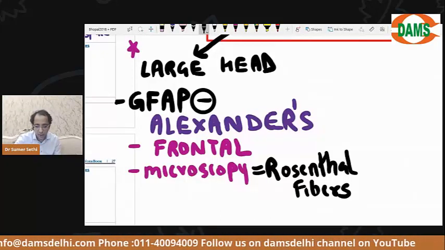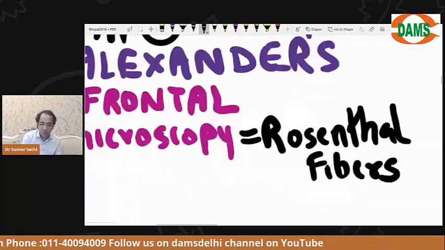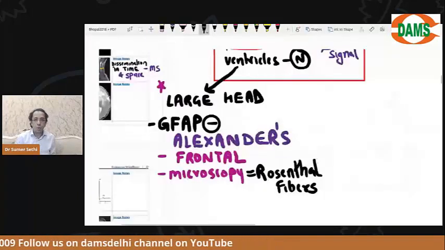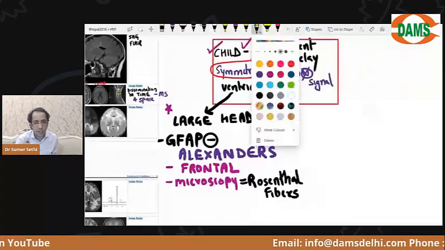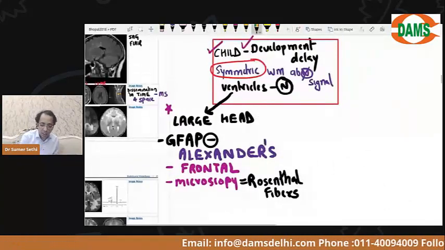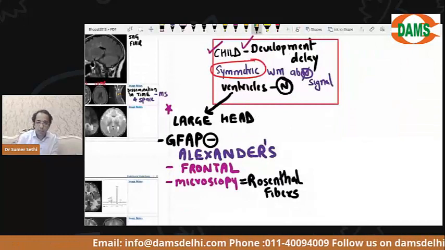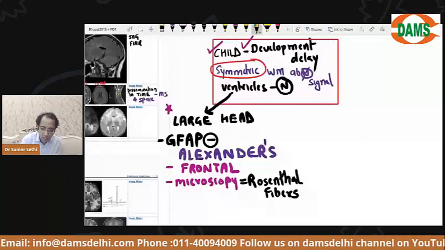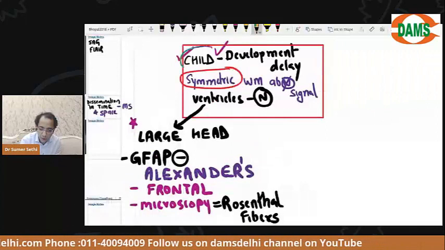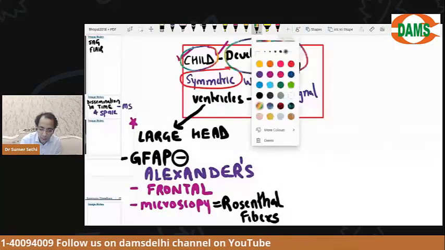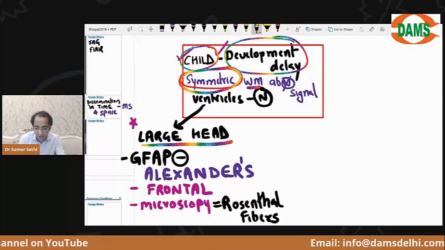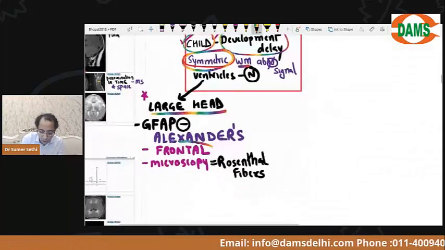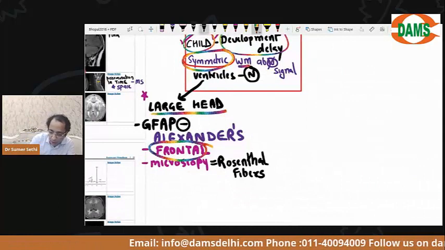Okay, now let's see the keywords. Some of you are unable to understand what I'm trying to teach you, which is the art of looking at a clinical vignette. A clinical vignette is built with building blocks. The building blocks were age, pediatric, insidious onset, developmental delay, symmetric problem in the white matter, large head. If I add frontal lobe involvement and Rosenthal fibers, it becomes Alexander's disease.